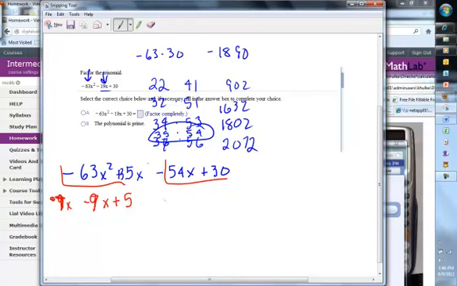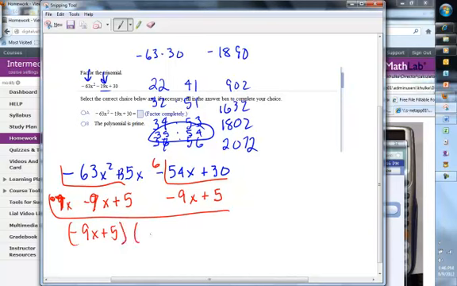And out of the second one, let's take out a 6, and we're left with negative 9x plus 5. So we've got negative 9x plus 5 and 7x plus 6. Those are our factored forms.